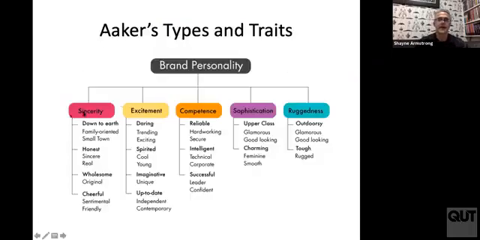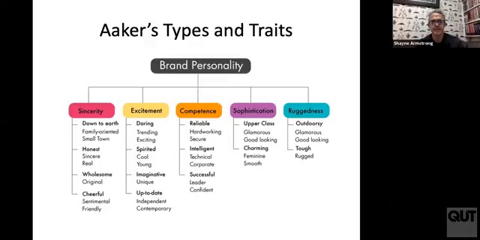Okay, so Aaker broke it down into these five types: sincerity, excitement, competence, sophistication, and ruggedness. These are the five core types, and then you delve down into which trait or traits most exemplifies this type. So for example, which brand personality type best exemplifies QUT?